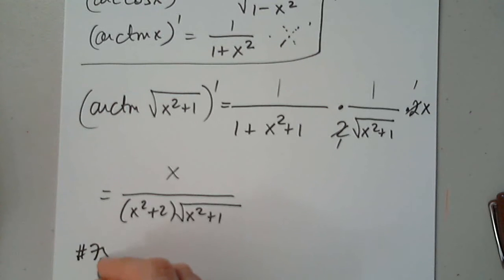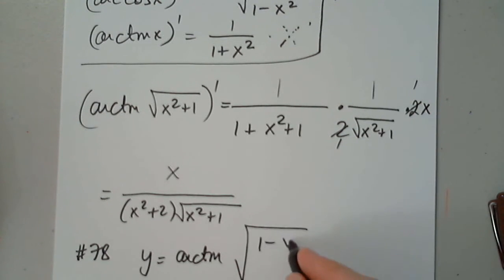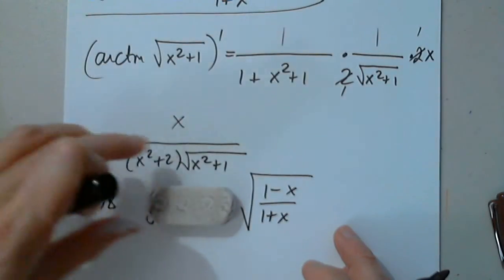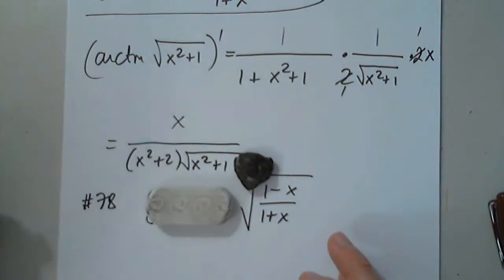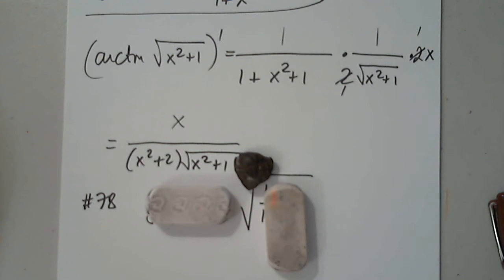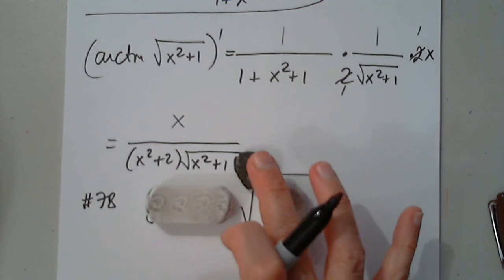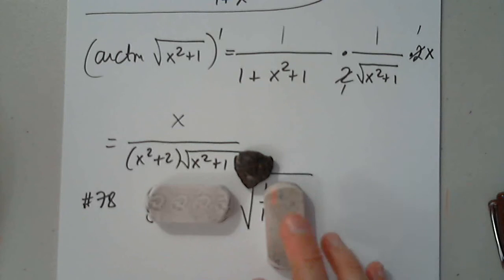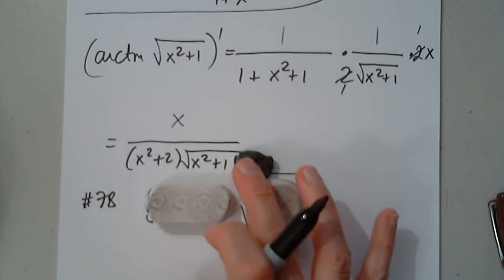Y equals arctangent of the square root of 1 minus x over 1 plus x. Very good. So this is a mess, which is fine. This is a function. The square root is another function. The rational piece is another function. So I have arctangent, then I'm going to differentiate the square root, and then I'm going to differentiate the innermost function, which is the rational function. 1, 2, 3.